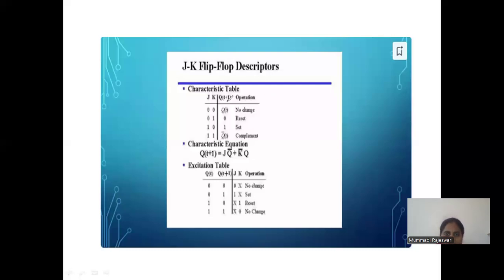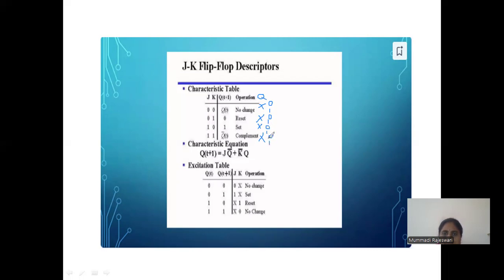Next is the JK expression. The present state should be X only. That is an unknown value, which means you can get two values, 0 or 1. The unknown value may be 0 or 1. Here also 0 or 1. This one is also a condition.